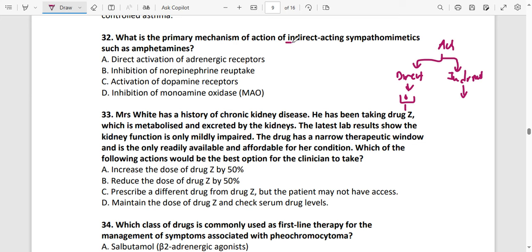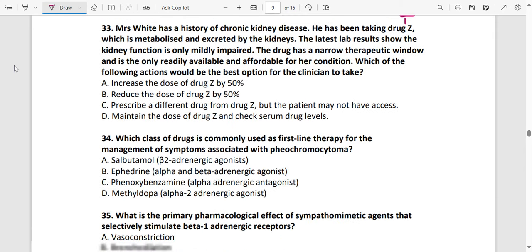And so this question is asking for the indirect acting sympathomimetics. A, direct activation of adrenergic receptors. B, indirect inhibition of norepinephrine reuptake. C, activation of dopamine receptors. D, inhibition of monoamine oxidase. Anyone that can help with this one now? B, thank you so much. It's reuptake.